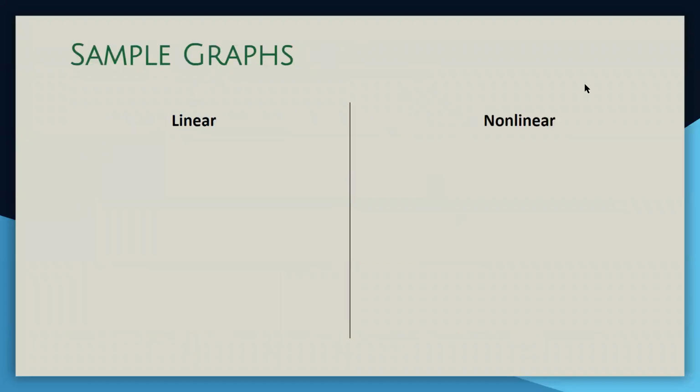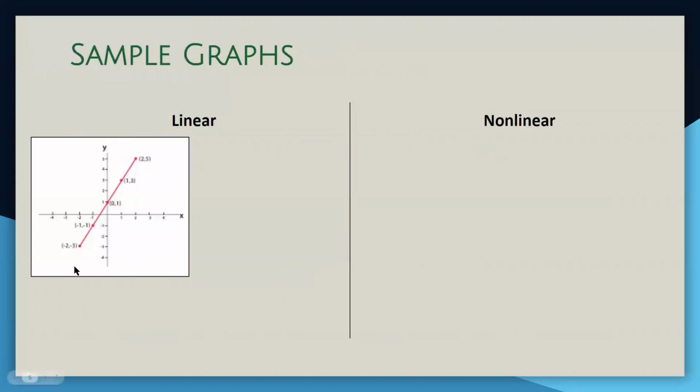So let's look at some graphs. This first one, I can see it's a nice straight line. So that's definitely linear. One of the properties of a linear graph is that it has a constant slope. If I look at how I'm getting from one point to the next, to get from (-2, -3) to (-1, -1), I have to go up 2 and forward 1. To get from this point to the next, I have to go up 2 over 1. So that constant slope defines a line.